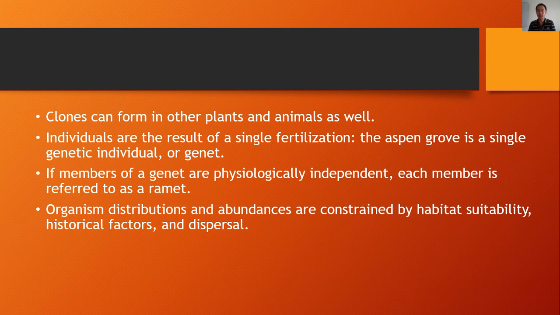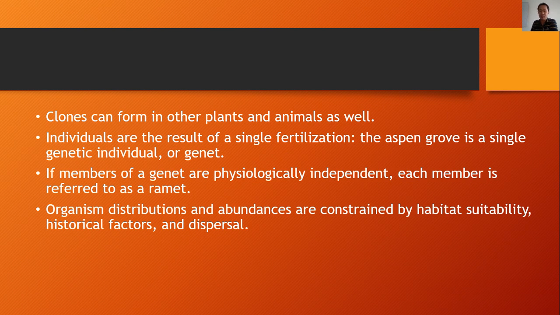Individuals are the result of a single fertilization. The example here is the aspen group, which is a single genetic individual, or genet. If members of a genet are physiologically independent, each member is referred to as a ramet. So you need to remember this one, class. This may be included in your exam.